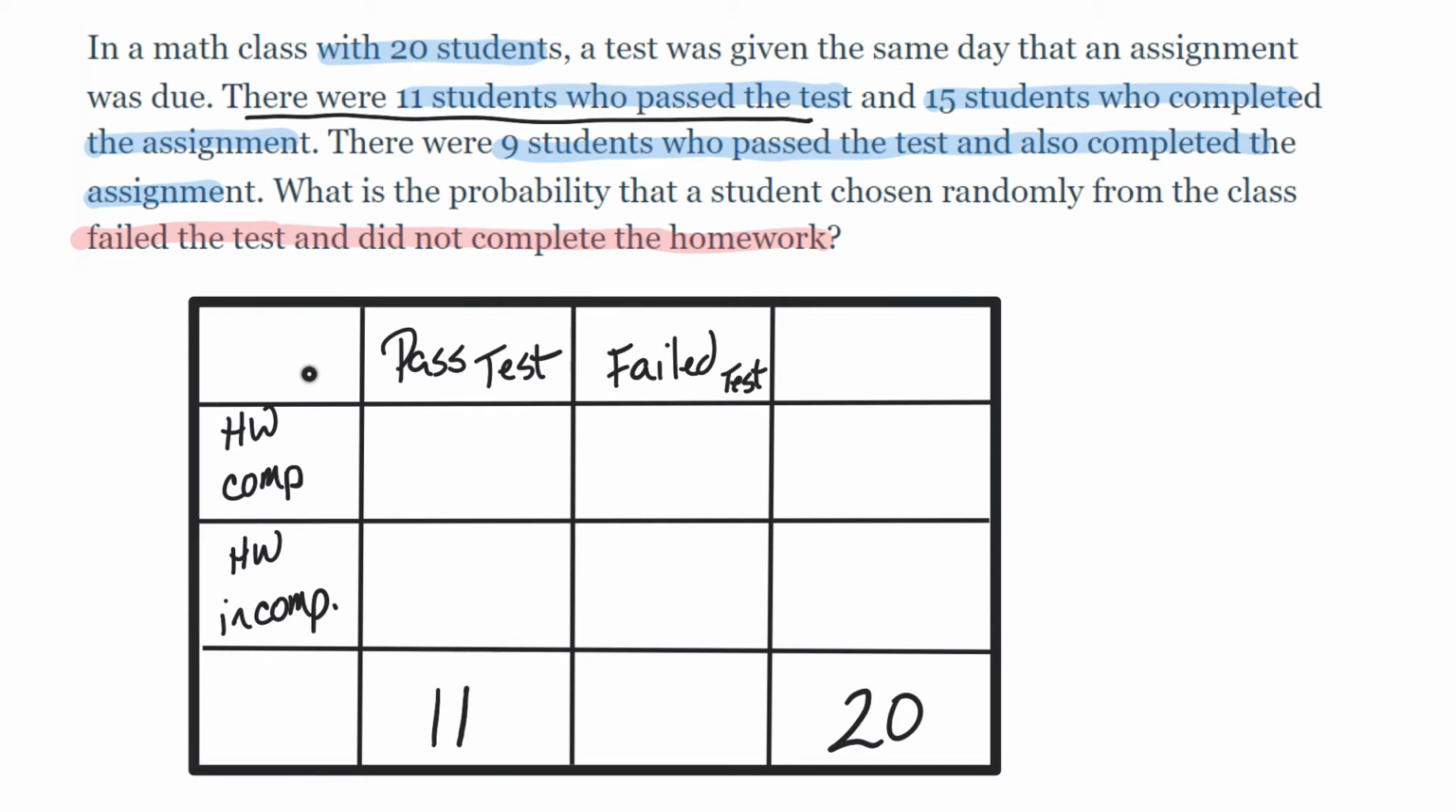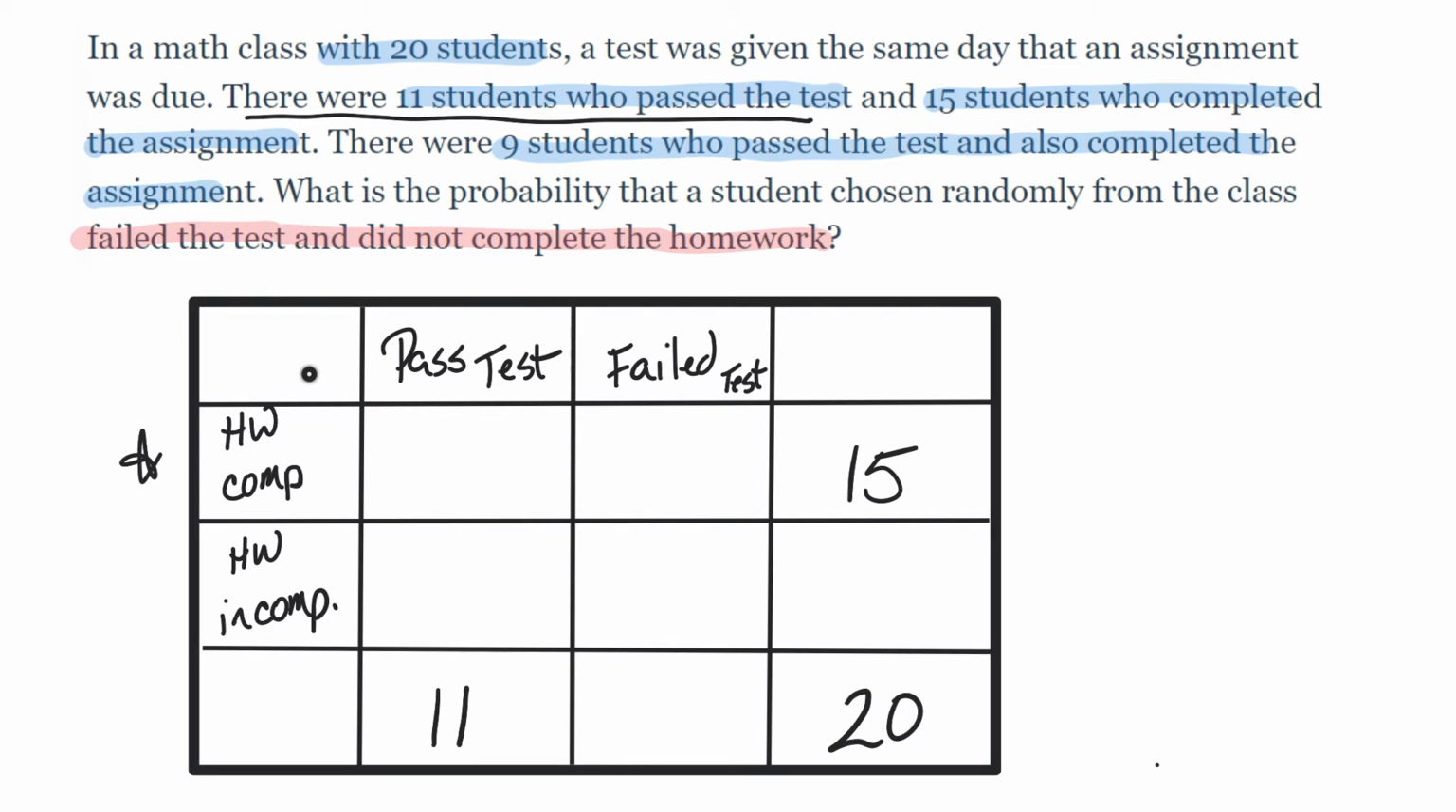Next thing it says there are 15 students who completed their homework assignment. And again, we don't know whether they passed their test or what they did on the test. We just know that 15 students completed their homework. This is our completed the homework row. So we know that we are going to have a 15 here.